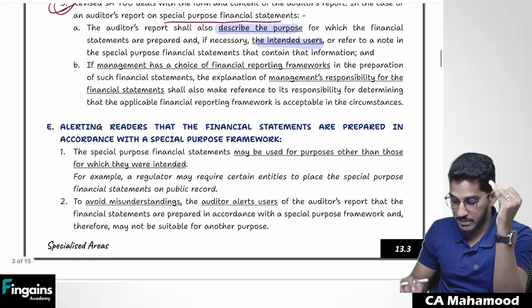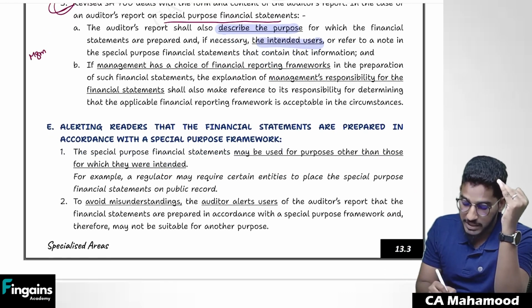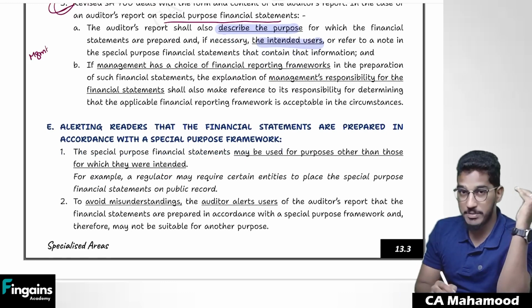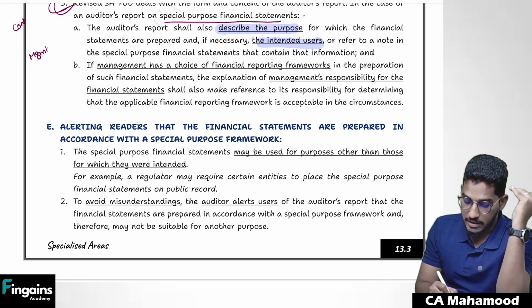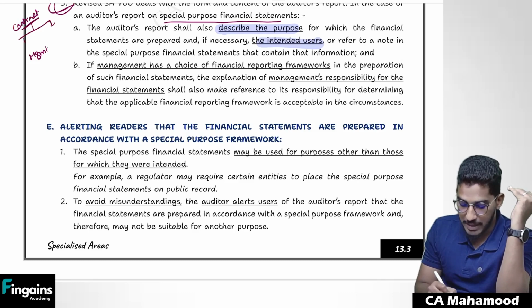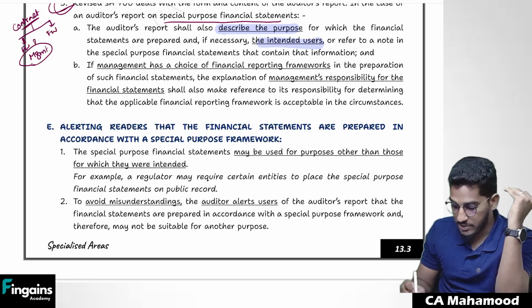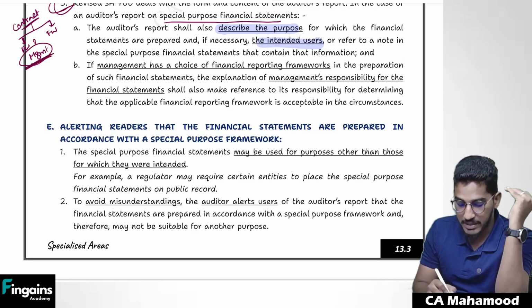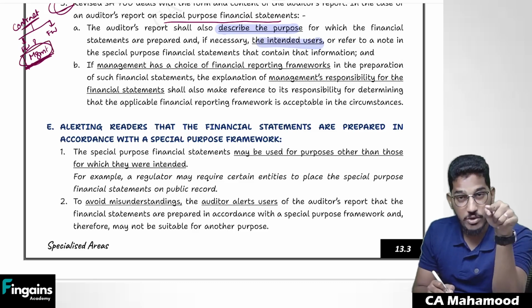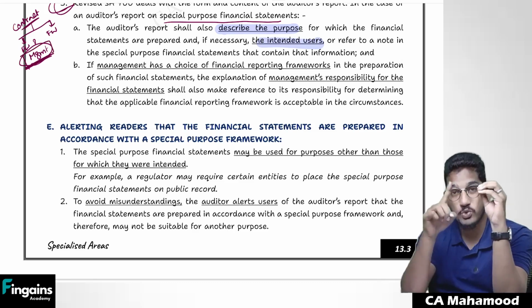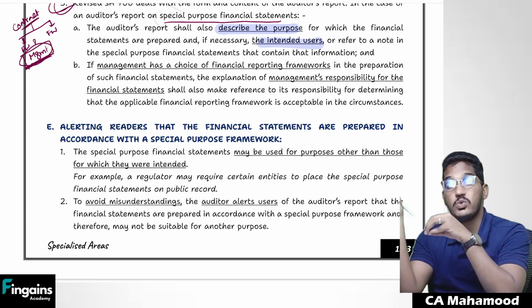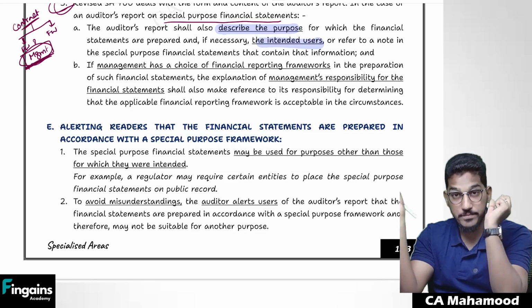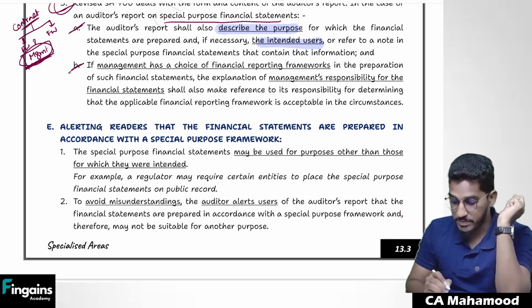And also you have to specifically mention in case the management has been given a choice. For example, they are required to prepare special purpose financial statements as per the contract. In the contract, they have given the management two options, two kinds of frameworks from which management can choose. If that is the case, in the management responsibility paragraph, the auditor should clearly explain that management has been given the option and has the responsibility to choose one of the frameworks, and the management has chosen so and so framework. You have to clearly explain that.